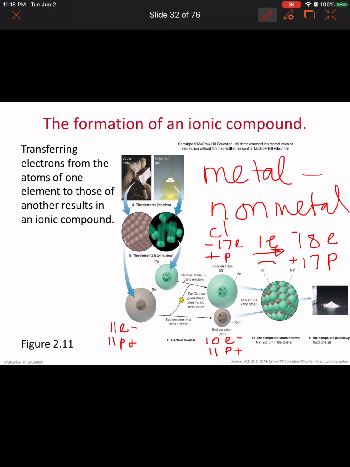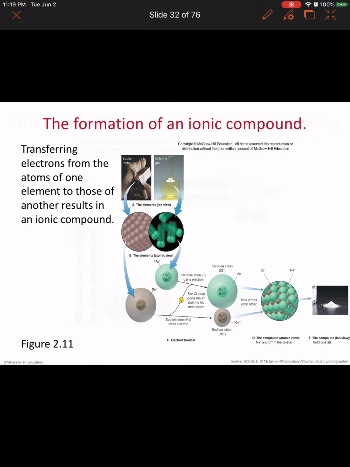So this is -1, and sodium would be +1. By losing an electron, an atom becomes positively charged. If you gain an electron, the atom will have a -1 charge. So electrons are transferred: sodium transfers one electron to chlorine and chlorine gains one electron. That's how an ionic compound is formed.